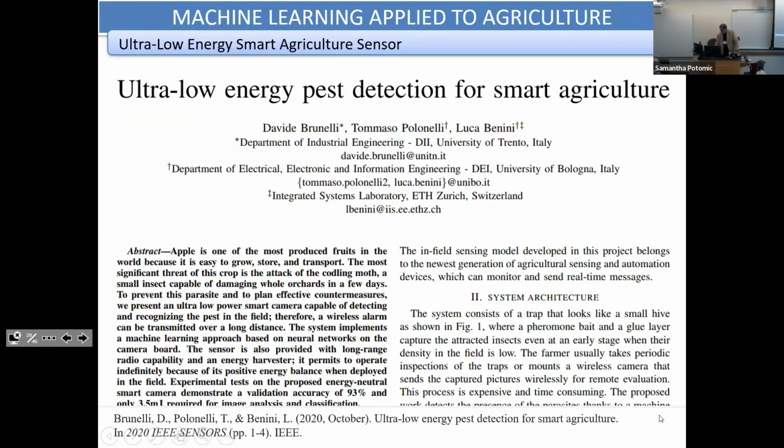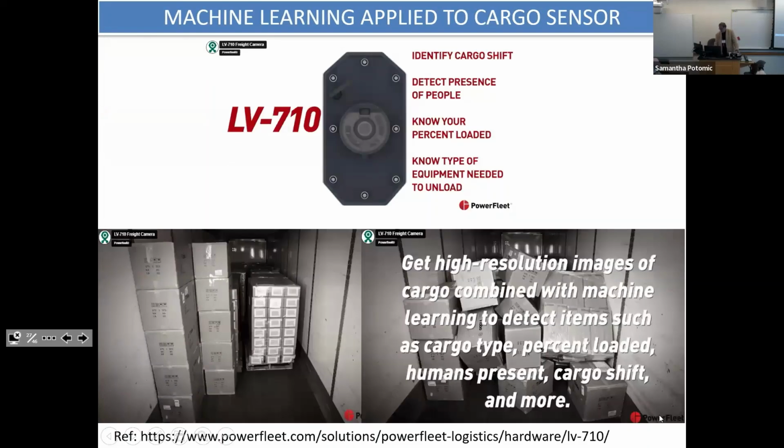So here's a cargo sensor. The logistics chain really controls everything: food production, distribution of food, cold chain. So what do you want to know? You've got 53-foot trailers, some of them a little bit longer, and you have reefers and non-reefers, refrigerated for foods and so forth. But what you want to know is your cargo. You want to identify cargo shift.